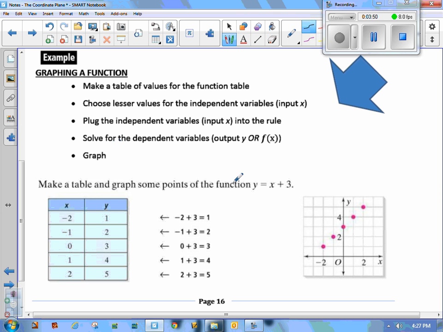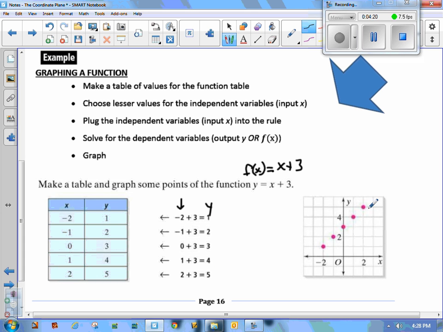So here they made a table for some points of the function y, or that would be f of x, equals x plus 3. And it says to choose lesser values. So here they chose -2, -1, 0, 1, and 2 for our x. And then what they did is they plugged in x here and added 3. So if you notice, here's where they did the plug-in, and then they added and got their y values right here.